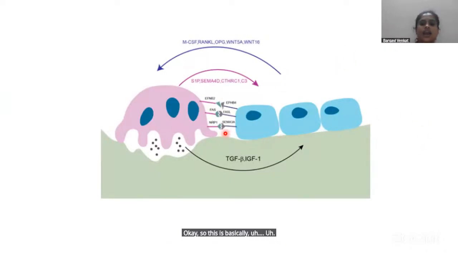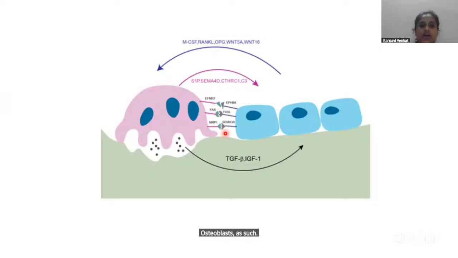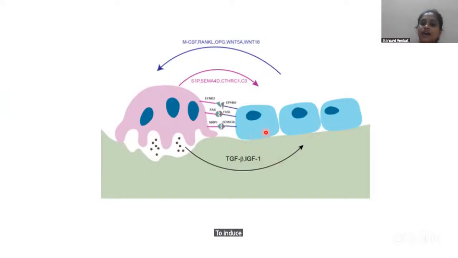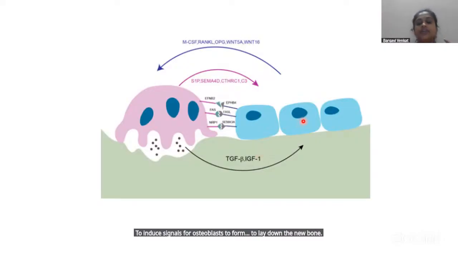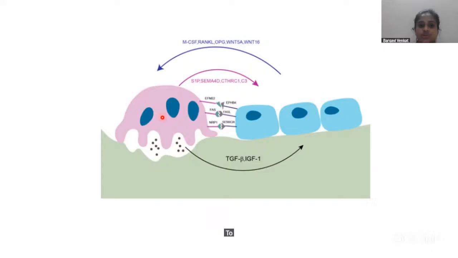Osteoclast and osteoblast have to work together to form the bone and to resorb the bone. In other words, to maintain bone homeostasis, osteoblast alone cannot form bones, and osteoclast alone cannot resorb bone. Your osteoclast has to release transforming growth factor beta and insulin-like growth factor to induce signals for osteoblast to lay down the new bone. In turn, this osteoblast will release RANKL and other growth factors, like Wingless integrated growth factor, to induce the osteoclast to resorb.